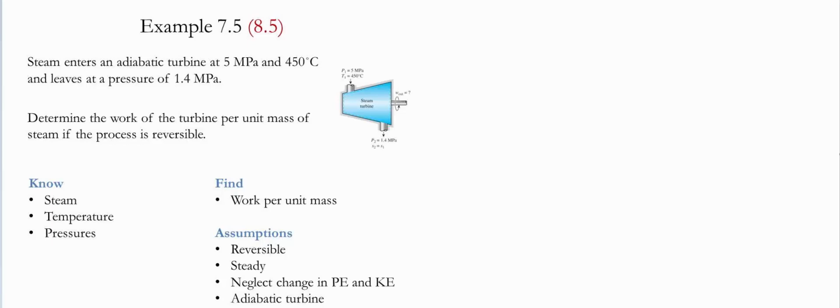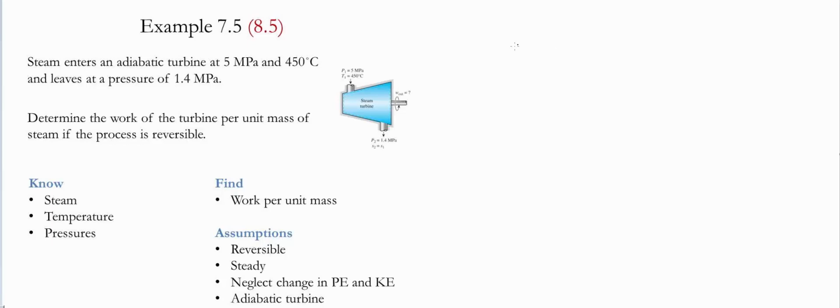Steam enters an adiabatic turbine at 5 megapascals and 450 Celsius and leaves at a pressure of 1.4 megapascals. Determine the work of the turbine per unit mass of steam if the process is reversible.